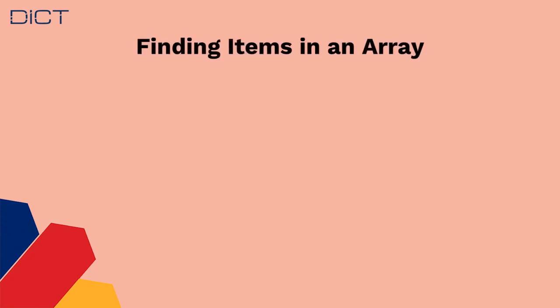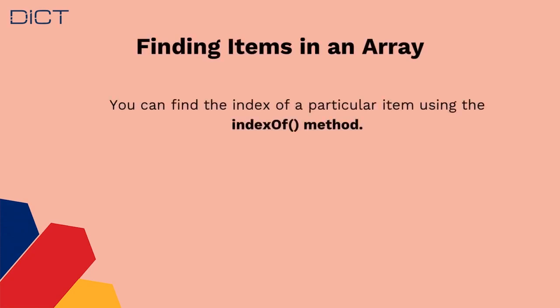Next, we can find items in an array using the indexOf method. This is fine if you know the index of an item, but what if you don't? You can use the indexOf method to find the index of a particular item. This takes an item as an argument and returns the index, or -1 if the item was not found in the array.